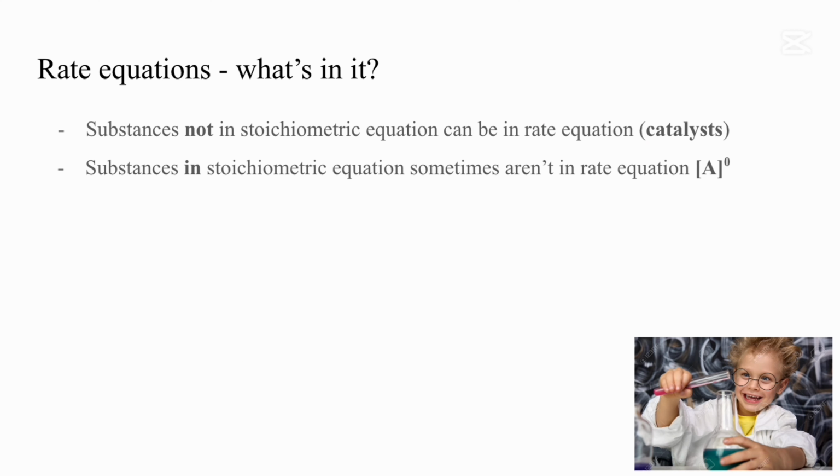So you saw all of those substances that were in the rate equations. But what actually can be included in the rate equations? Well, first of all, substances that are not even in the stoichiometric equations can be in the rate equation. This is for catalysts, as catalysts will also affect the rate, as mentioned previously. However, substances that are in the stoichiometric equations sometimes aren't in the rate equation, as the concentration of that substance will not affect the overall rate.